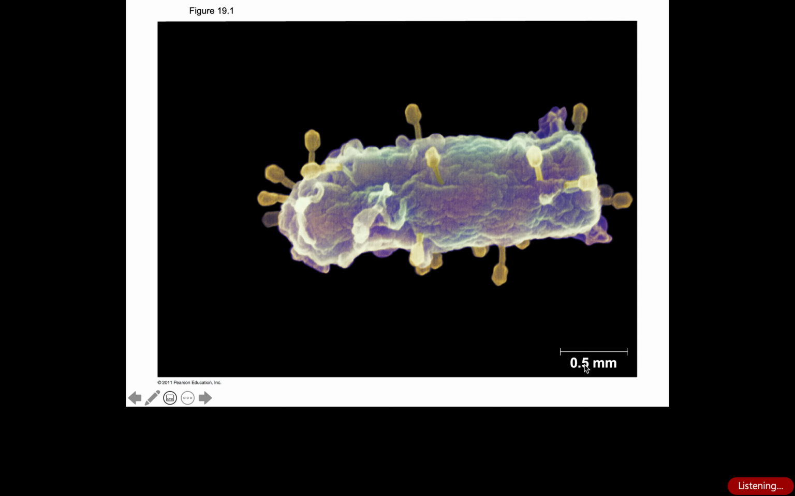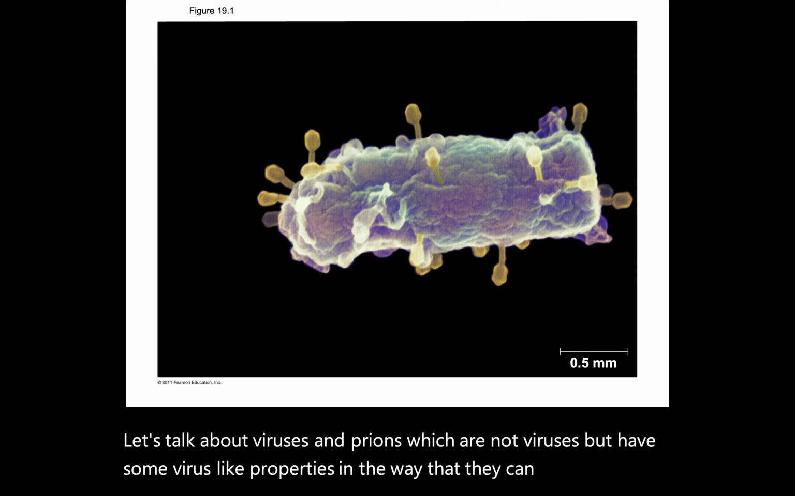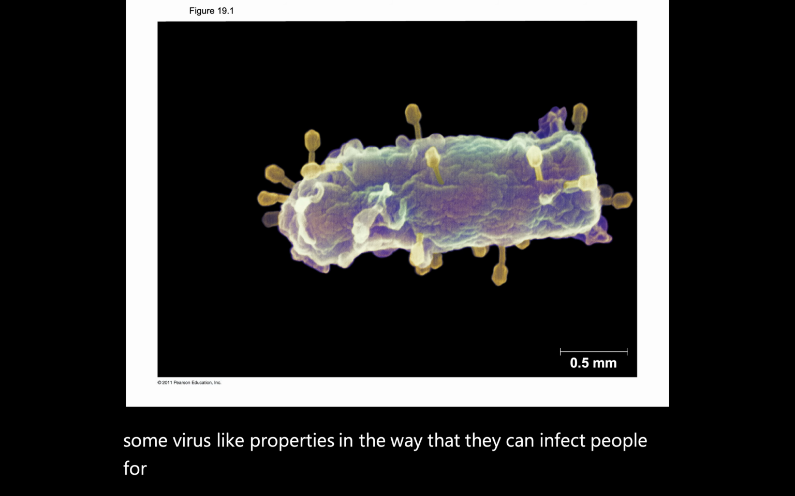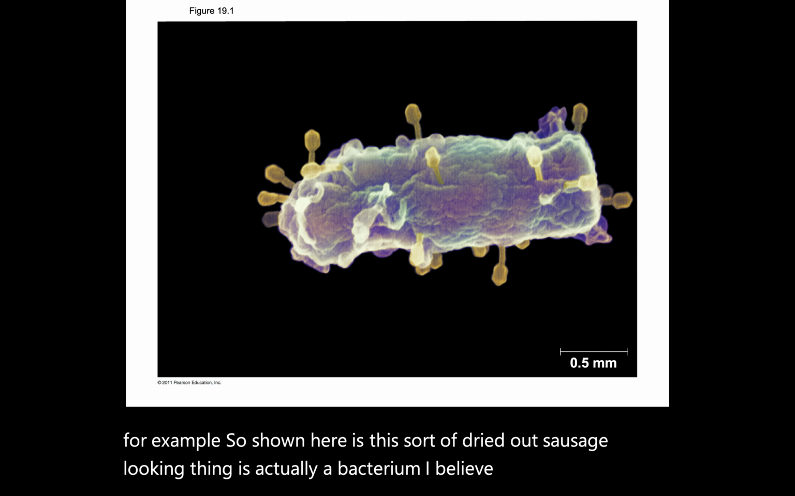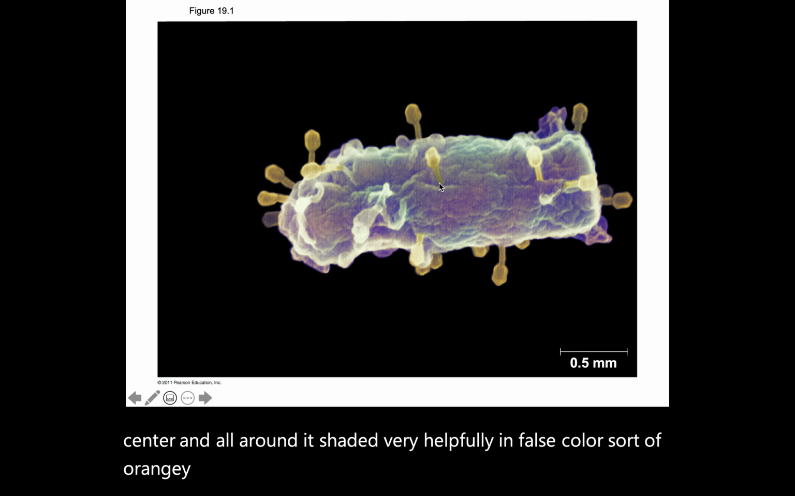Okay, let's talk about viruses and prions, which are not viruses but have some virus-like properties in the way that they can infect people, for example. Shown here, this sort of dried-out sausage-looking thing is actually a bacterium. I believe that's E. coli in the center. And all around it, shaded very helpfully in false color, sort of orangey yellow, those are going to be bacteriophage, which is a kind of virus.